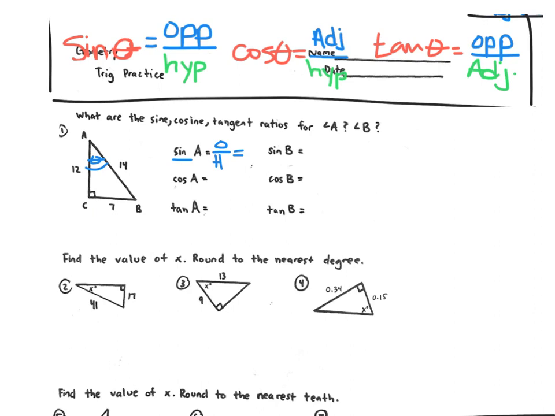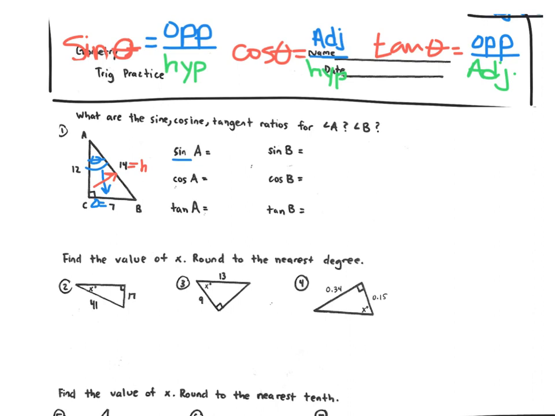So O and H, that would be opposite, and then H, remember, is the what? Hypotenuse, across from the 90, and that's going to be 14. So right now I have O over H, which is 7 over 14. So what I actually need to do is fix my answer to be 7 over 14 is 1/2.